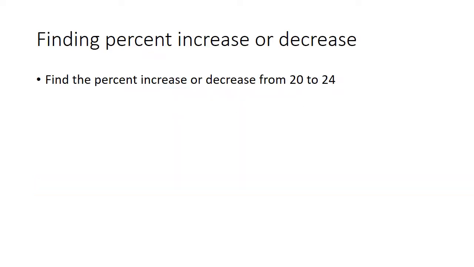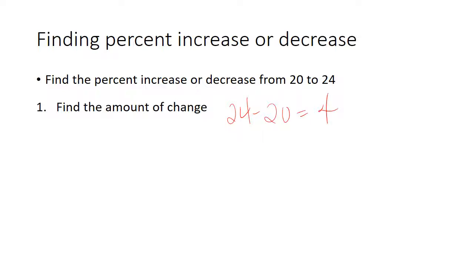So let's find the percent increase or decrease from 20 to 24. The first thing we have to do is find the amount of change. Every time, we're going to find the amount of change. So I'm going to do 24 minus 20. So my amount of change is going to be 4. That's what will go on the top of my fraction.